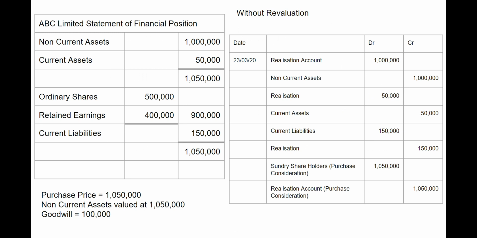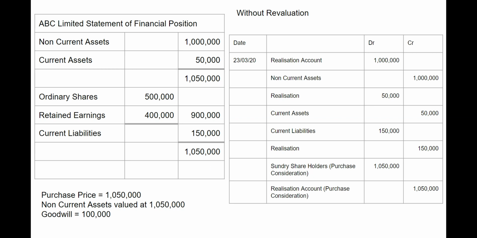There's two ways that we do it. Normally we do it without a revaluation of assets, but occasionally we do it with the revaluation. We'll talk about with revaluation in a bit more detail in a moment. But firstly, we've got a company here that's got assets, equity, and some liabilities. And it's got a purchase price of £1,050,000. The non-current assets are going to be valued at £1,050,000, and it's got goodwill for part of the acquisition process, which is being valued as £100,000.